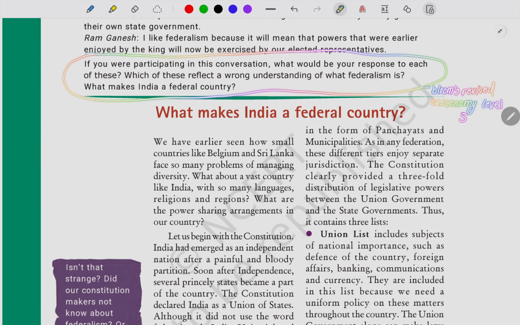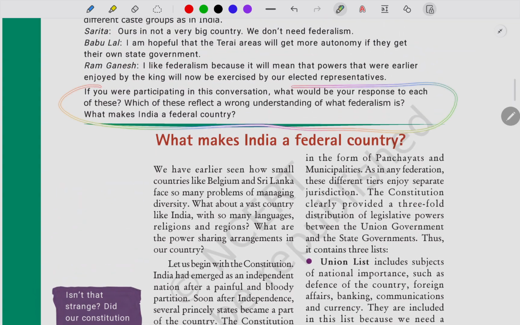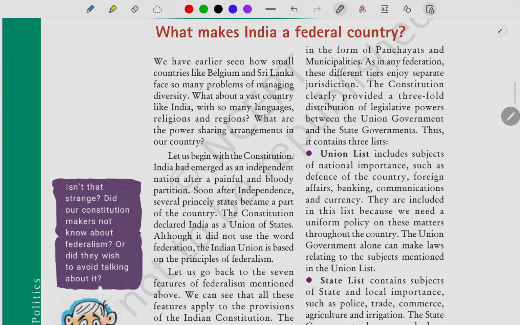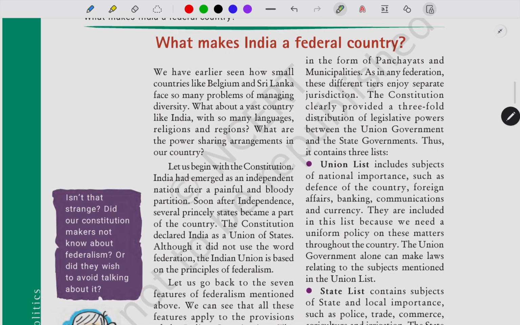Bloom's revised taxonomy level 5, in which you will have to analyze different statements. Important questions, such questions are being asked in the board exams in these years. What makes India a federal country? Now, this question is being answered here, and I hope my answer is also correct.